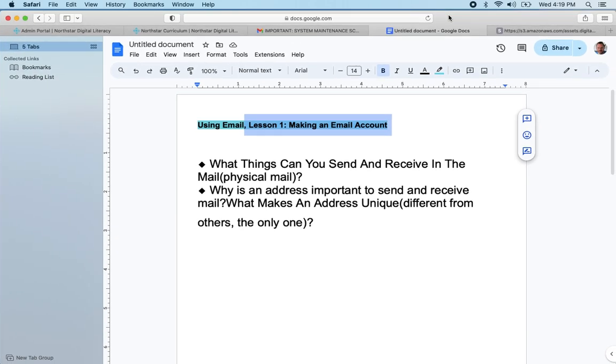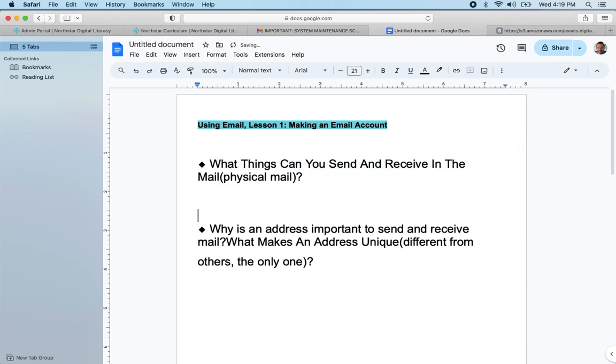Now, before we start talking about emails, I want to ask you, what things can you send and receive in the real mail, in the physical mail? Okay, think about that for a minute. You can send and receive packages, letters, postcards, and other things.